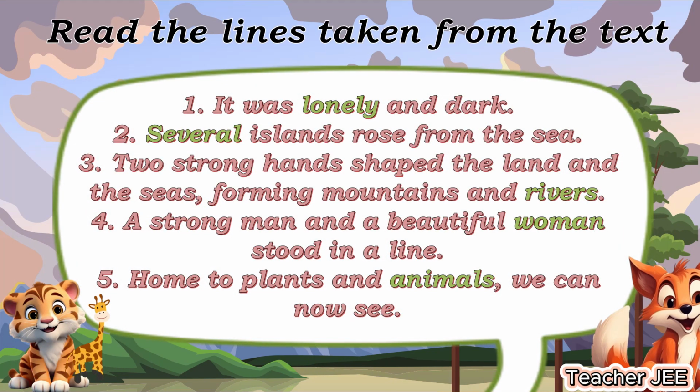Read the lines taken from the text. Number 1, it was lonely and dark. Number 2, several islands rose from the sea. Number 3, two strong hands shaped the land and the seas, forming mountains and rivers. Number 4, a strong man and a beautiful woman stood in line. Number 5, home to plants and animals we can now see.